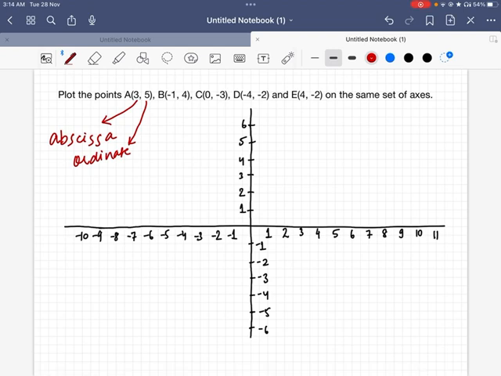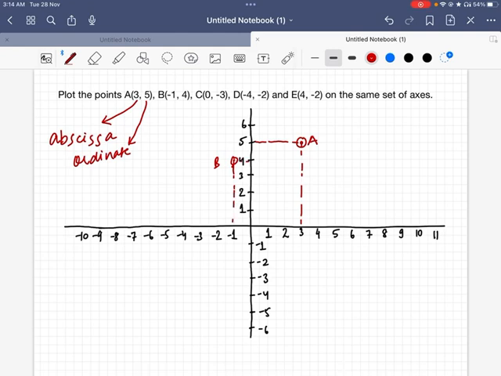Now I will plot the point 3 comma 5. So 3 on the x-axis and 5 on the y-axis. So this vertical point is 5, horizontal point is 3. I'm sorry, one second. 3 is here and 5 is here. So 3 on the x-axis and 5 on the y-axis. This is point A. This is how you will locate the points. Then minus 1 comma 4: minus 1 on the x-axis and 4 on the y-axis. This is another point, B. So you can plot it this way.